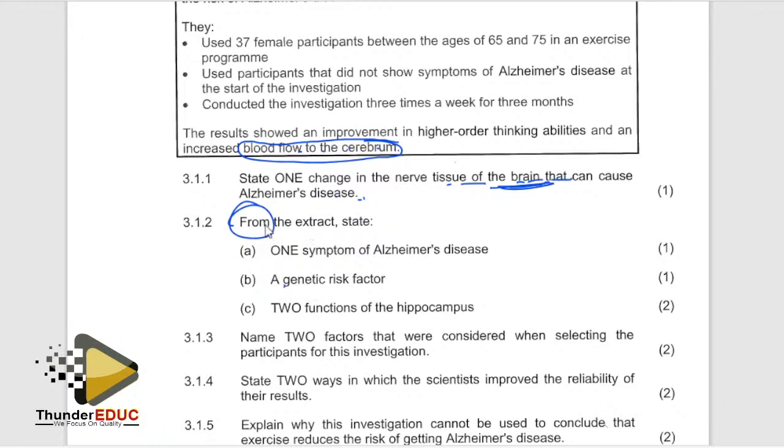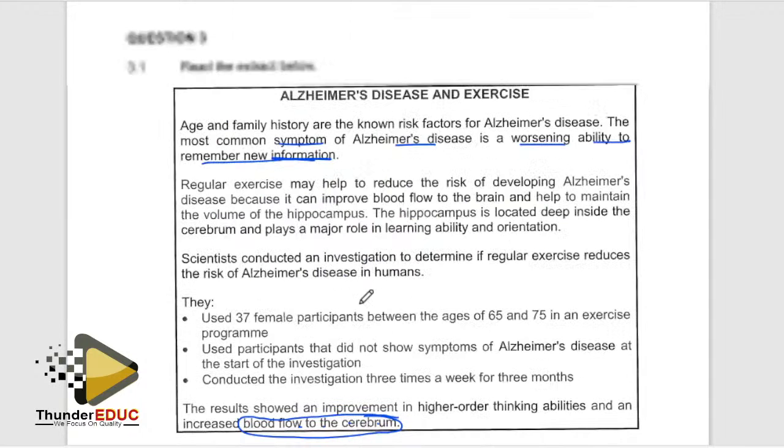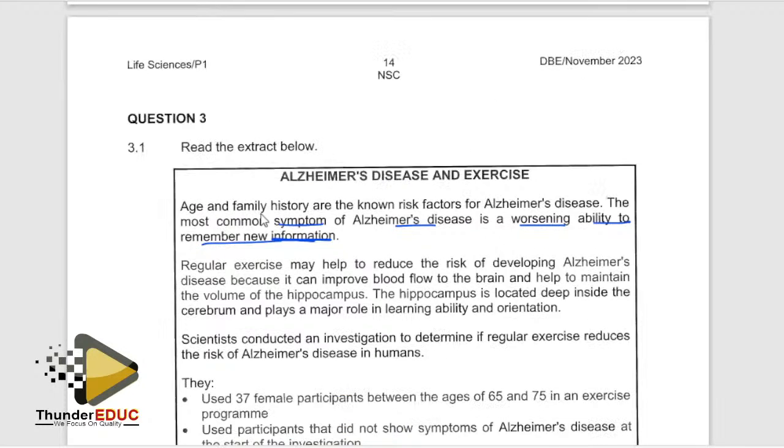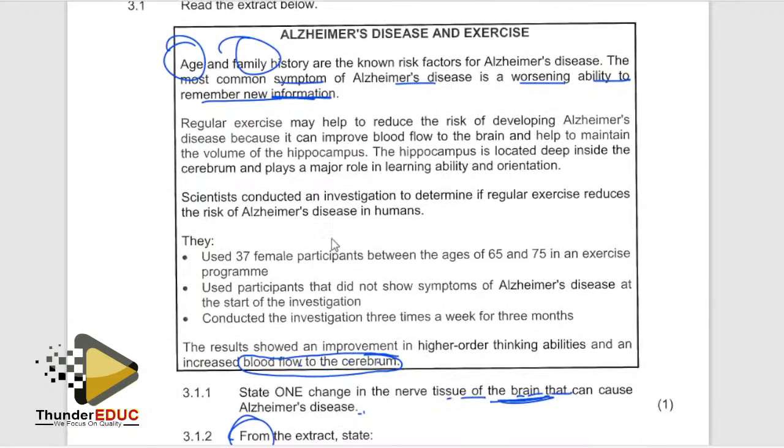State 1 from the extract, state a genetic factor. You come back here. They say that age and family history are the known risk factors of Alzheimer's disease. Age can't be genetic, but family history is genetic because you obtain it from your parents. So the answer here is supposed to be family history.